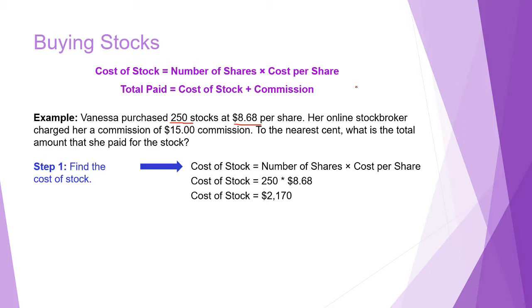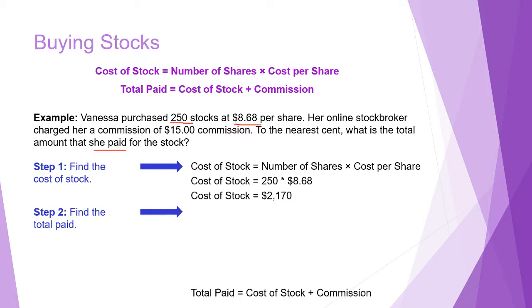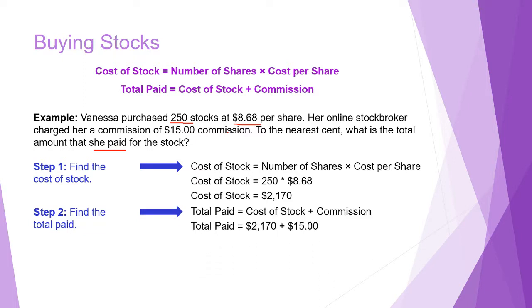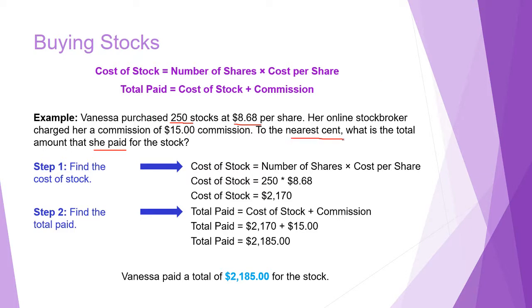So the total is $2,170. Next thing is finding the total paid, because that's what the question is asking for, right? So we're going to add the cost of the stock with the commission, $2,170 plus 15, with the final answer of $2,185. So notice that I added the 0.00 at the end. You're thinking, okay, well, it's a whole dollar. Why do we add that? The reason we do that is because the question is asking to the nearest cent. So even though it's a whole dollar, you want to add 0.00 in there.